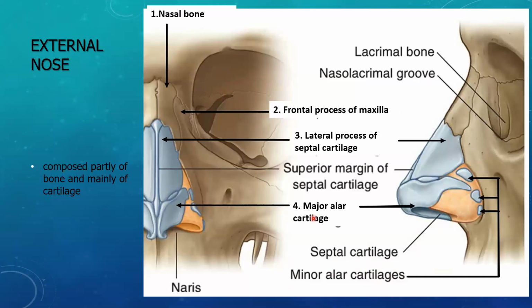So two bony structures form the root, which are the nasal bone and the frontal process of maxilla. Then the ala is formed by the lateral process of septal cartilage, then the major and the minor alar cartilages. So they are the bony and cartilage structures forming the external nose.